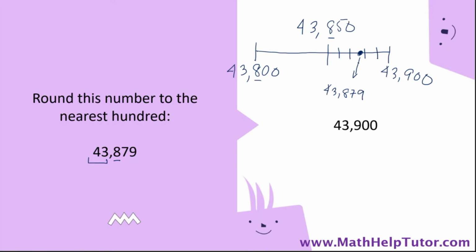So our number is 43,879. Since you can see that our number comes after 43,850, or is larger than 43,850, then we know our number is nearer to 43,900. And thus we have our answer.